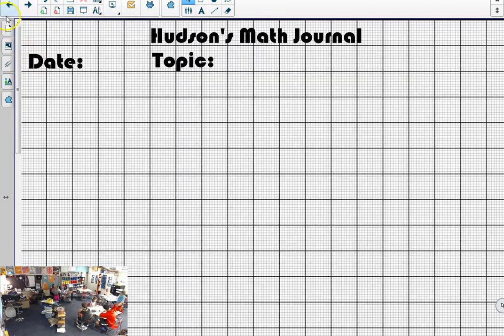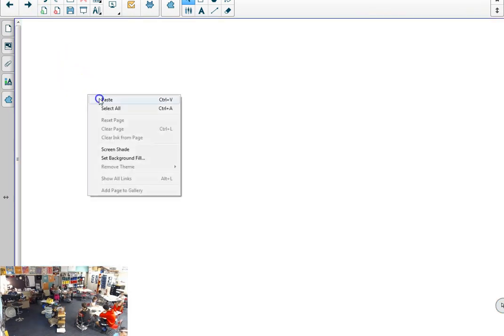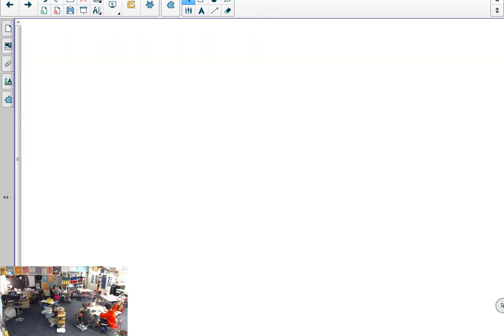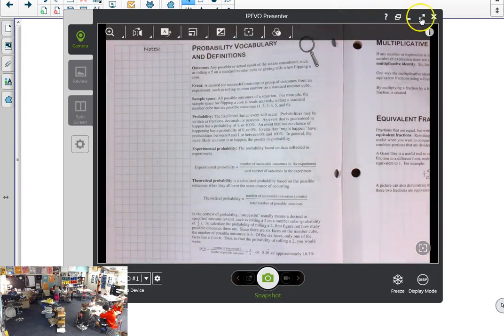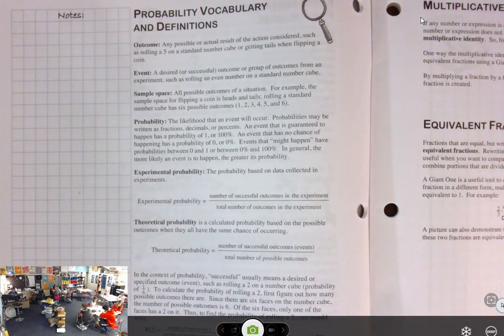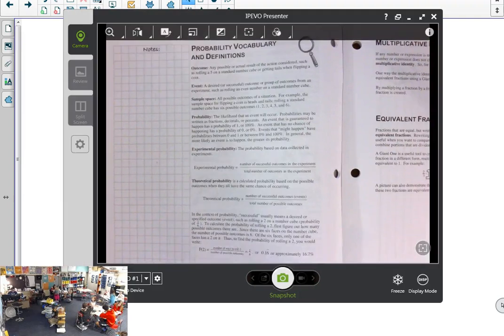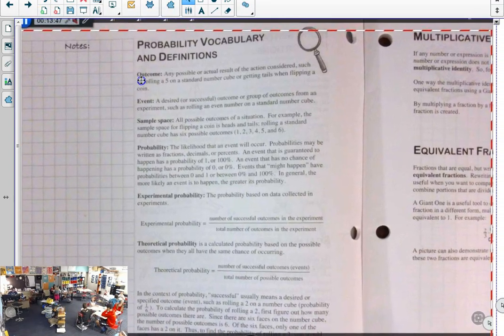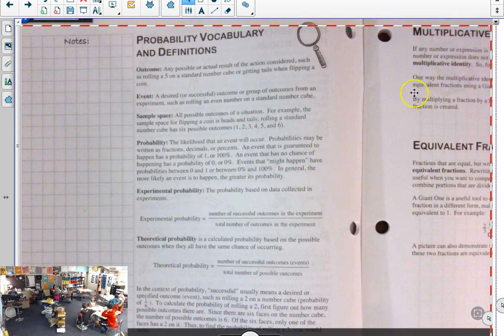So, will this work? Control print screen is what I need to do, I think. No, Alt. Alt print screen will take a picture of just what you're looking at, and then you can put it anywhere. So that I keep it in this file, I wanted it to be in the Smart Notebook.